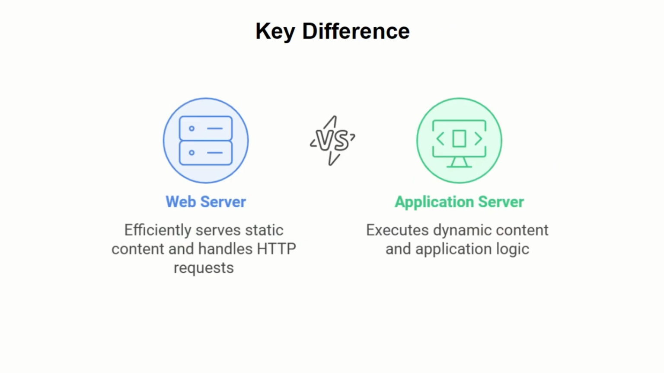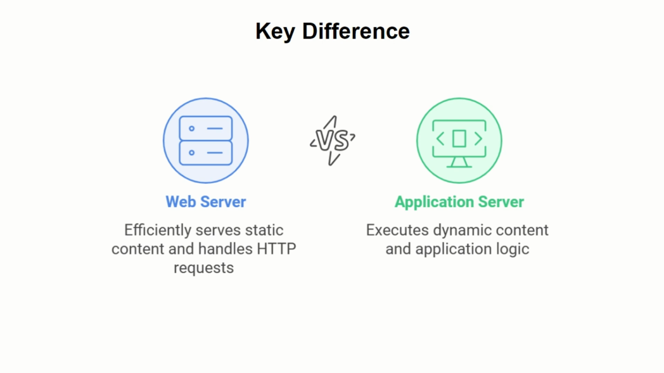So the key difference between a web server and an application server with respect to primary role is like this: the web server serves static content and handles HTTP requests, but the application server executes dynamic content and application logic. The content served is HTML, CSS, images, or JavaScript for a web server, and dynamic pages and business logic for an application server.